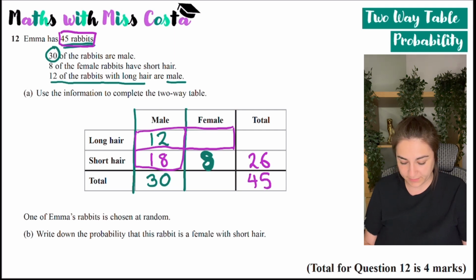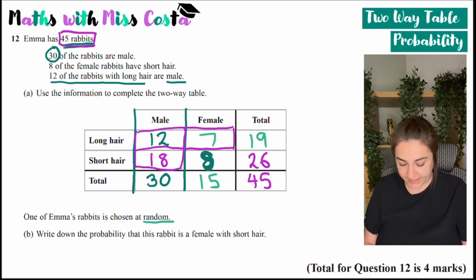Now, I know if she has 45 rabbits, that means that 45 take 30 gives me 15, so I can fill this in. And 15 take 8 gives me 7. And then 12 plus 7 is 19. To double check that everything's correct, 19 plus 26 gives me 45, and 30 plus 15 gives me 45.